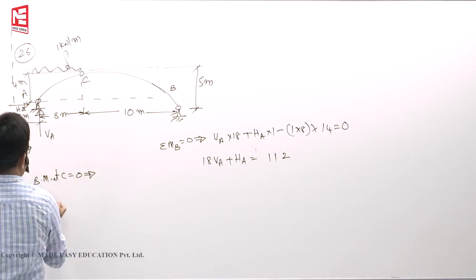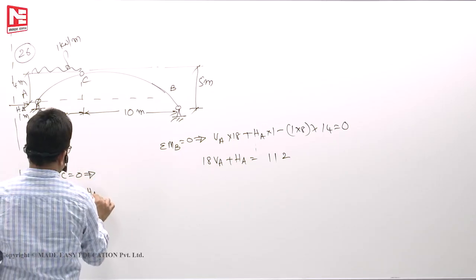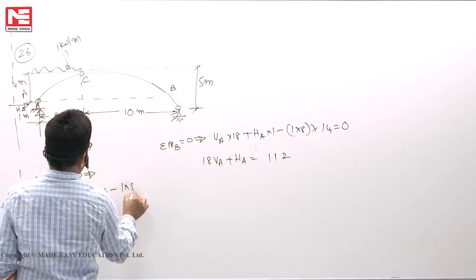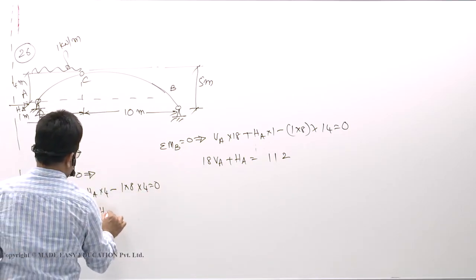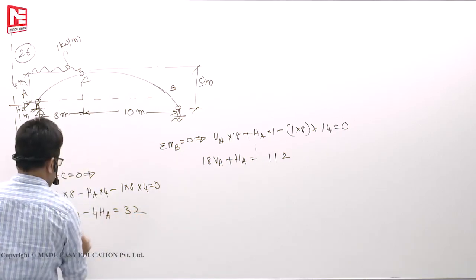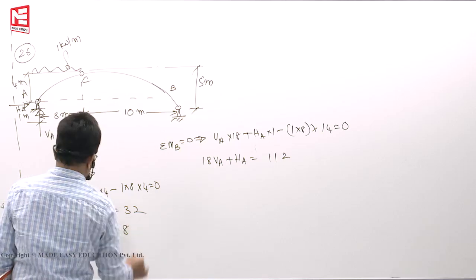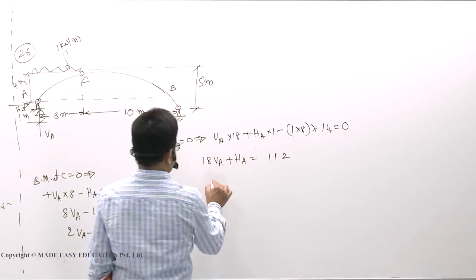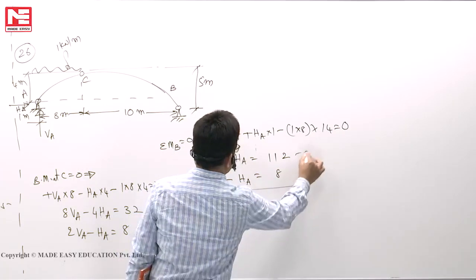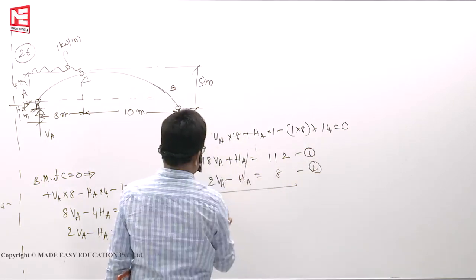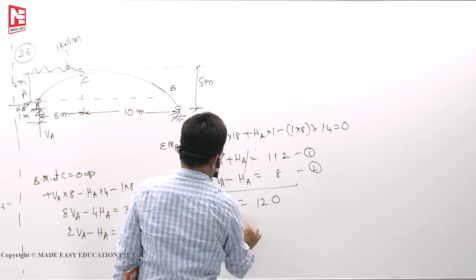Then bending moment at C is equal to 0. If I take that, plus VA into 8 minus HA into 4 minus 1 into 8 into 4 is equal to 0. So 8 VA minus 4 HA is equal to 32. Divided by 4, so 2 VA minus HA is equal to 8. So two equations, when you solve it, 18 plus 2, 20 VA is equal to 120. So VA you will get 6.